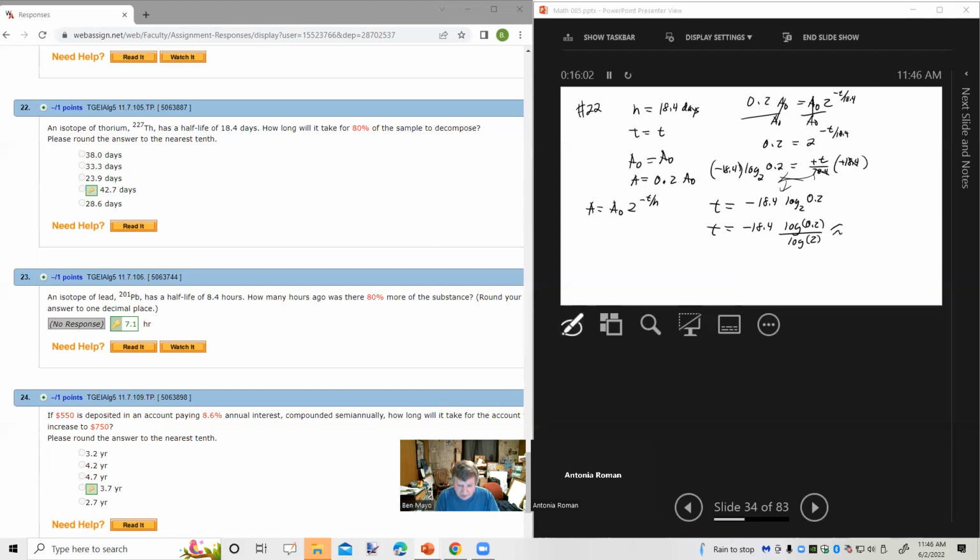That goes into the calculator. Negative 18.4 log of 0.2, close it up, divided by log of 2, close it up, equals. And I get 42.7234, et cetera, rounding to the nearest tenth, 42.7, and the units are in days. We know days because the half-life was given in units of days. So time is in days.